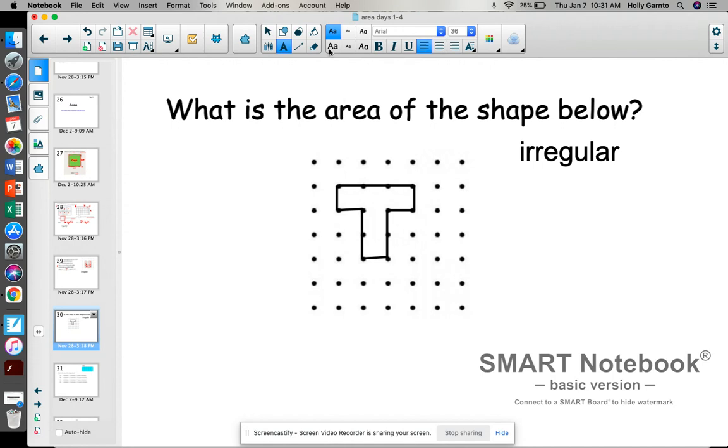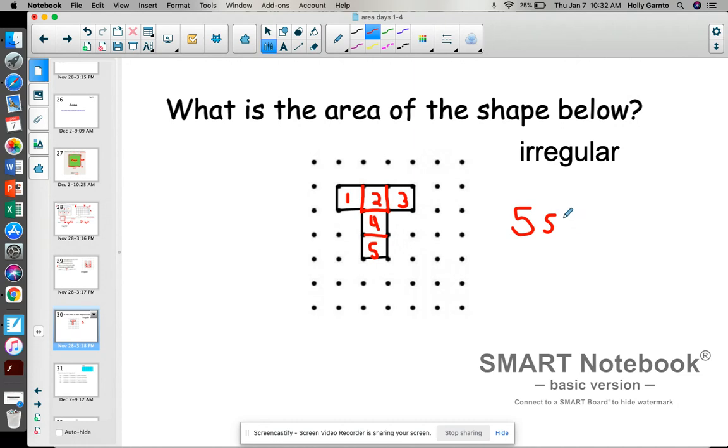So now let's find the area of the shape below. So this is just like the one we just did. We can connect the dots and make those square units. And then we can count. 1, 2, 3, 4, 5. So there's 5 square units. And it's square units because there's no centimeters, there's no meters. It's just square units. Okay?